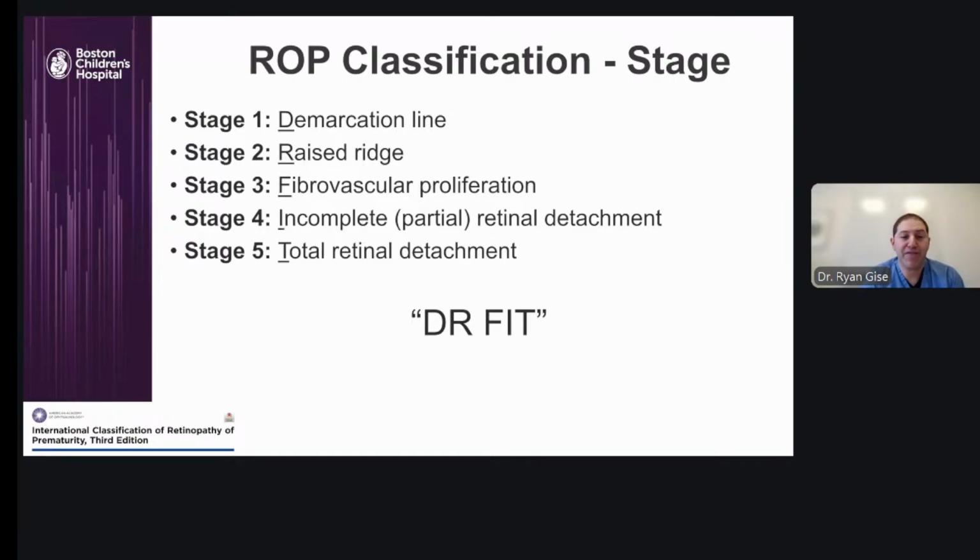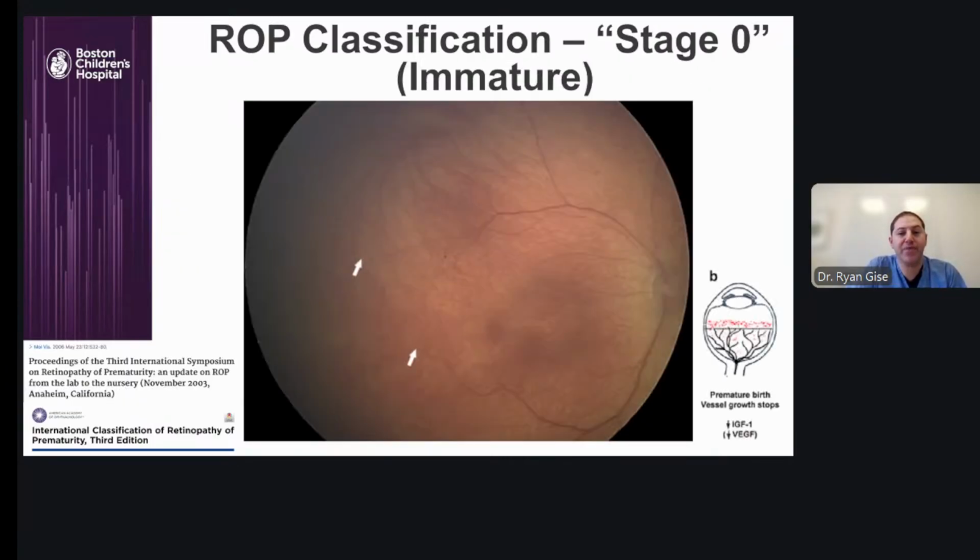Stage 3 is where you get fibrovascular proliferation into the vitreous. Stage 4 is an incomplete or partial retinal detachment, 4A, where the macula is not involved, and 4B, where the macula is involved. And then finally, stage 5, which is a total retinal detachment. So obviously our goal is to prevent stage 4 and stage 5.